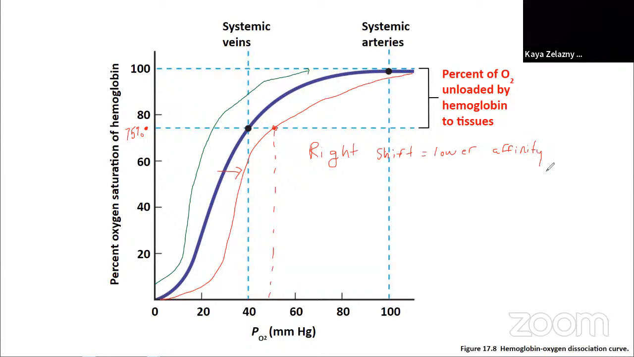And this might sound like a bad thing, but it's actually not, because while it's harder to get oxygen onto the hemoglobin, this means that at the tissue end, it's also easier to get that oxygen off the hemoglobin. So when we think about right shifts, we're going to have easier unloading, easier unloading to the tissue.